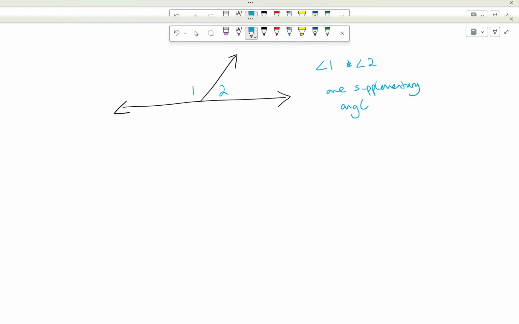Again, that's just defining more things within the course, as we build our universe of geometry. The supplementary angles, as I said, have a sum of 180 degrees, and again, need not be adjacent.